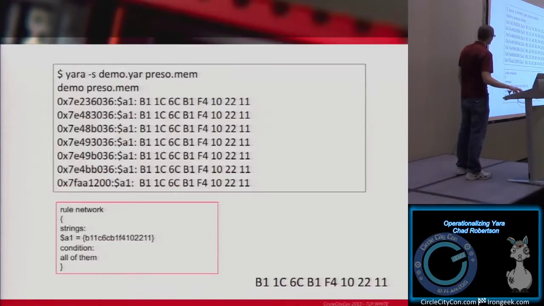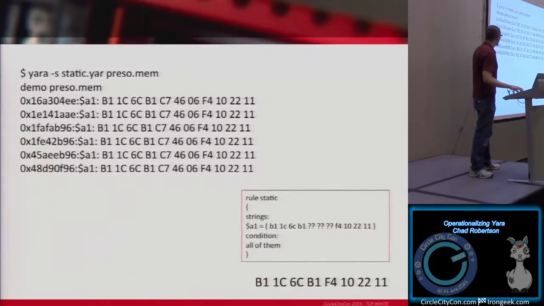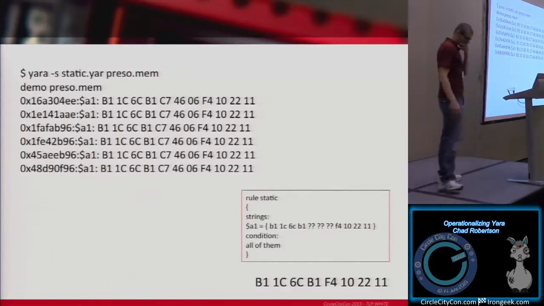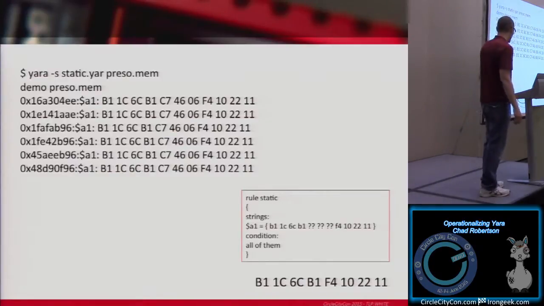Here is the string, the non-wildcarded. So this would be the network side. There's the rule. So there we can see the network rule that we wrote previously applies to the memory. And then the static rule with the wildcarded opcodes applies to the static detection in the same memory.